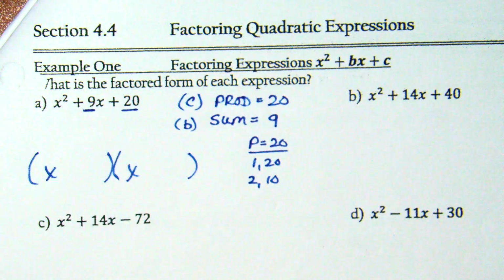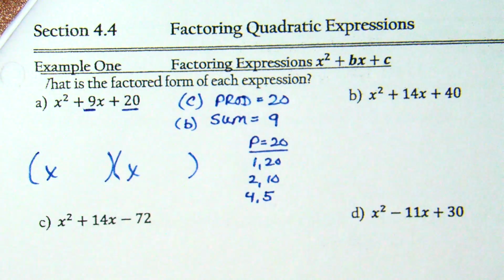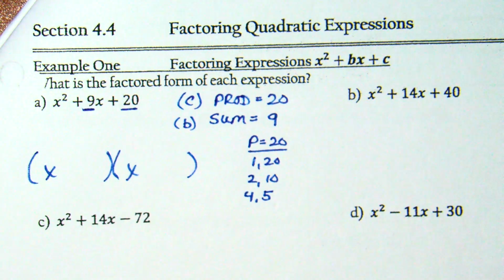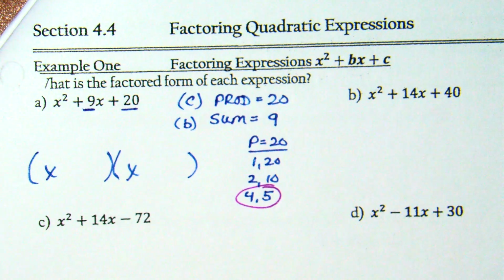4 times what? 5. And then the next number I'm going to try is 5, but notice we just used 5, didn't we? So those are my options. 1 and 20, 2 and 10, 4 and 5. 4 times 5 is 20, and 4 plus 5 is 9. These two numbers multiply to be positive 20 and add to be positive 9. What kind of signs do we need to use here?